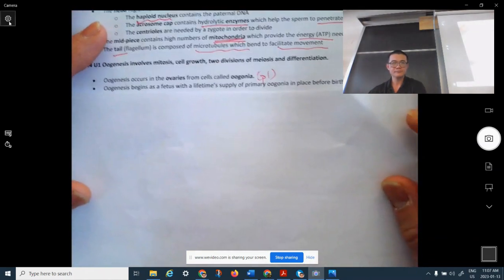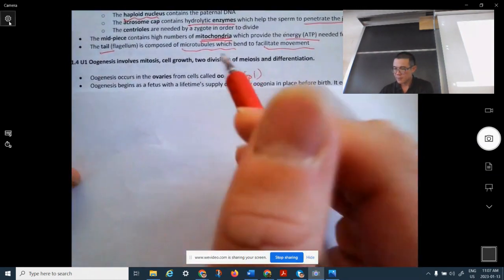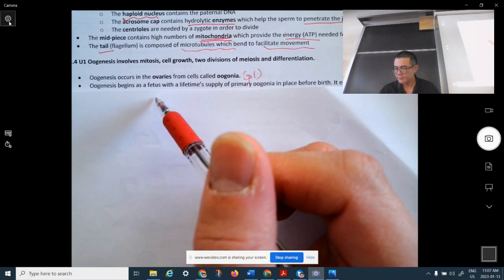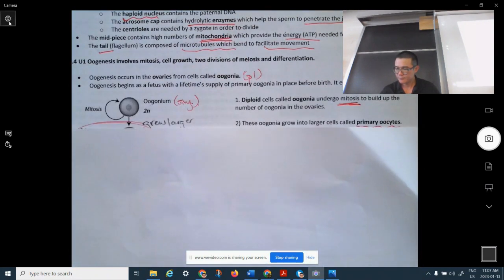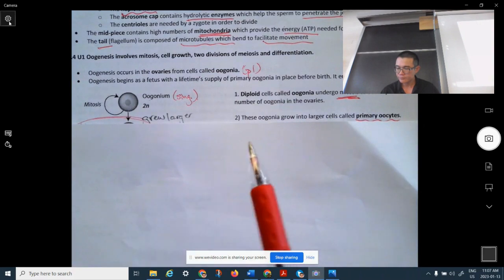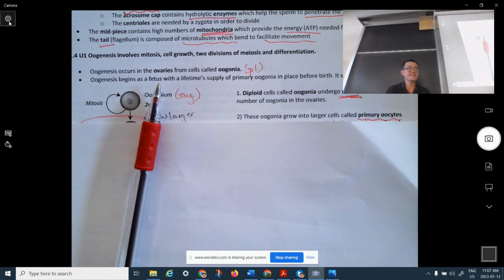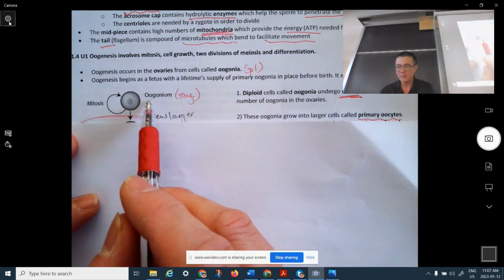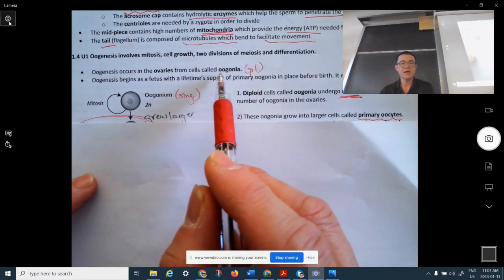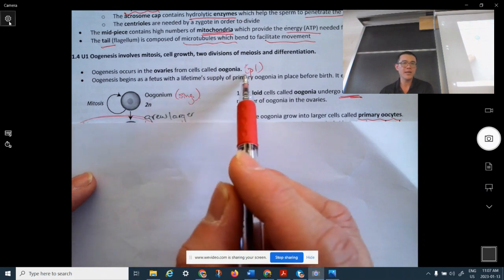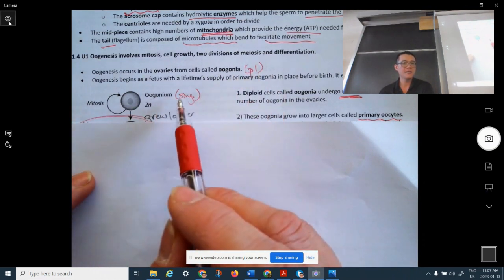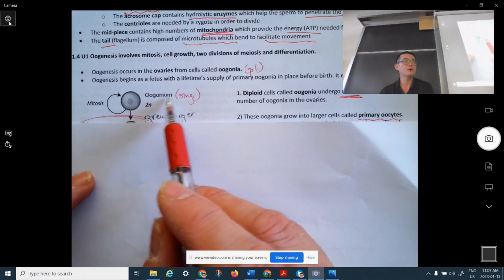Oogenesis. Oogenesis started off in the fetus, but once the baby girl is born, she will have all the eggs that she will ever have in her entire lifetime. The cells that we're talking about are oogonia, and that's plural. In singular it is oogonium.